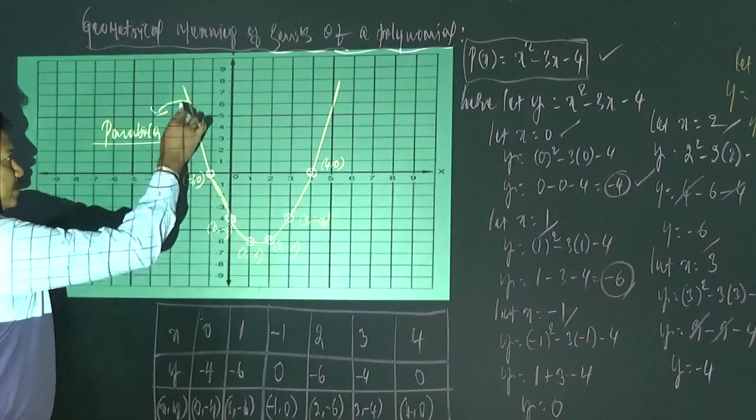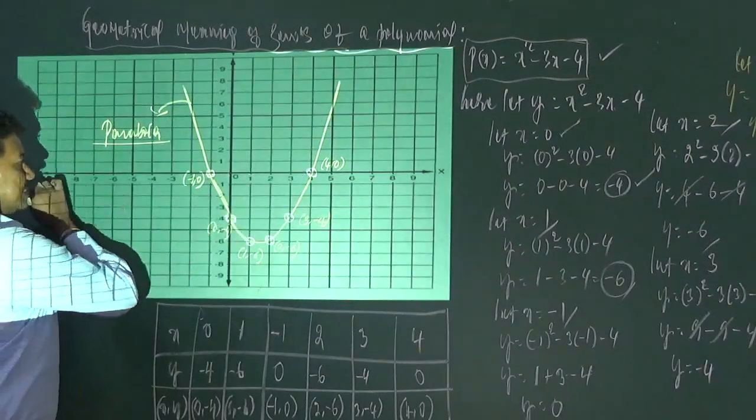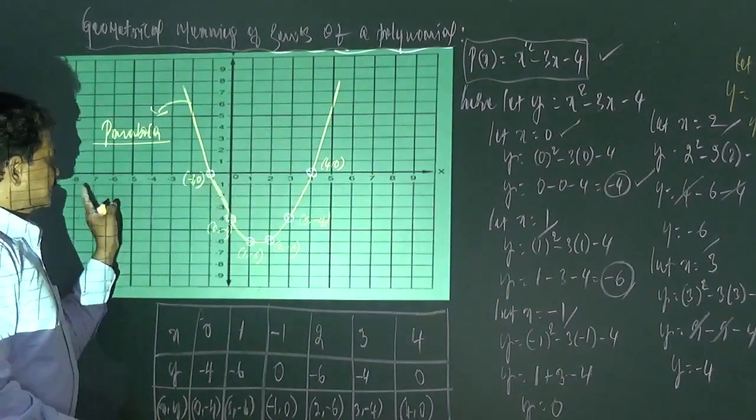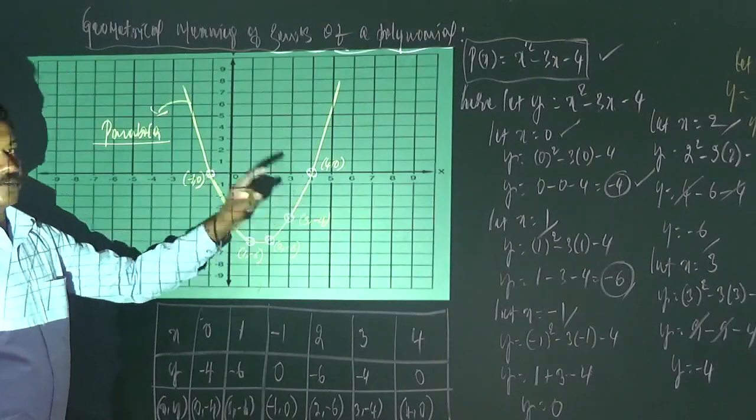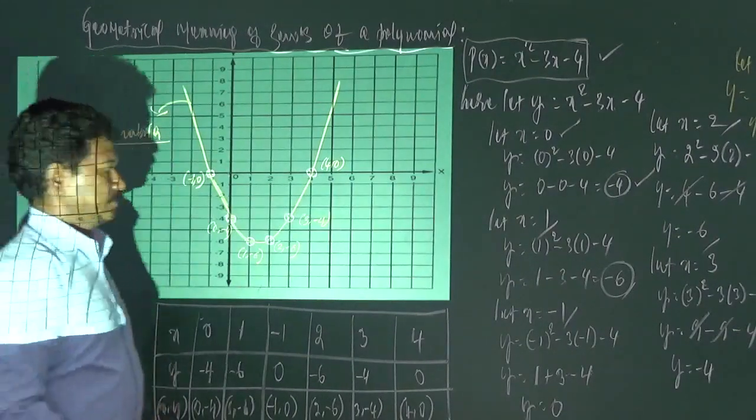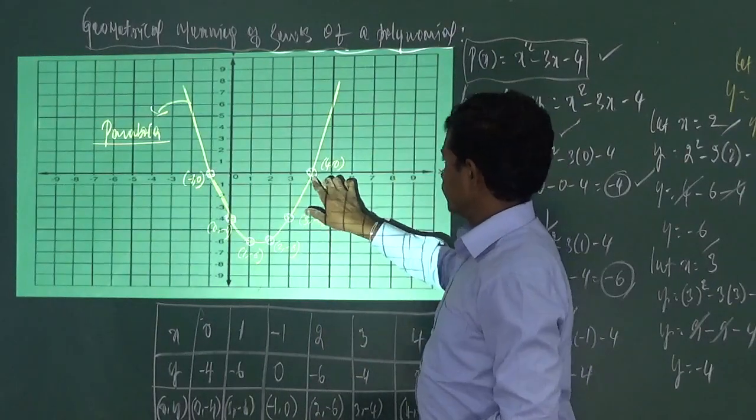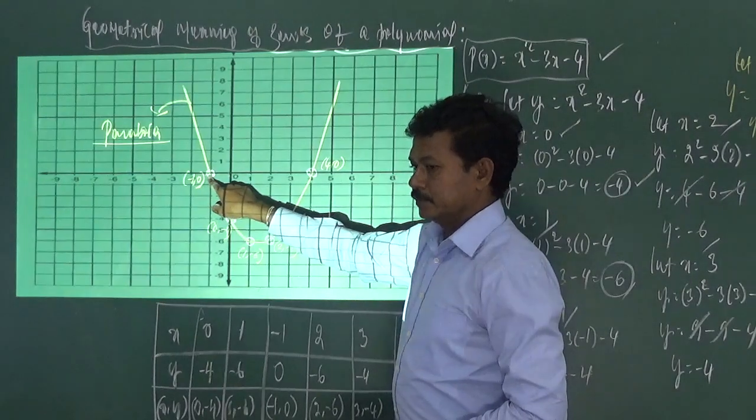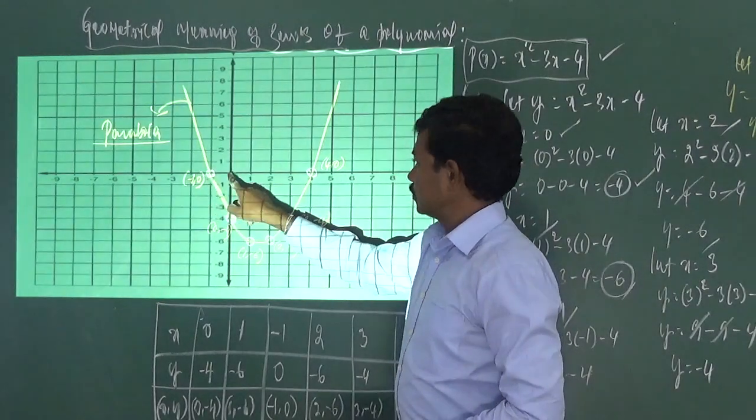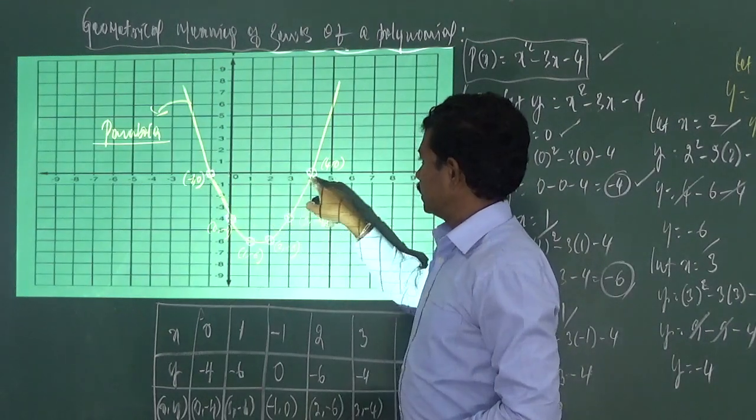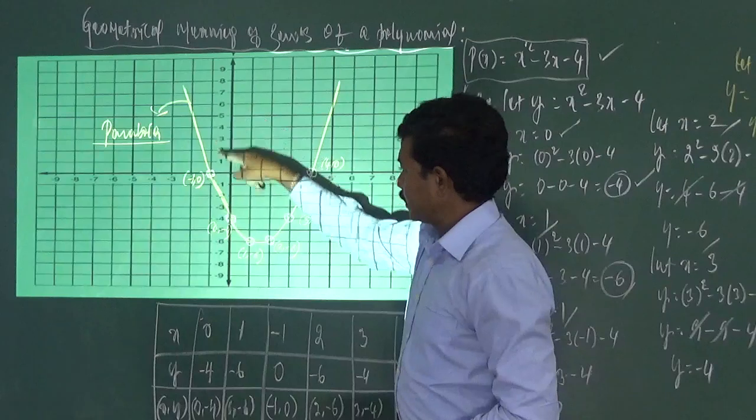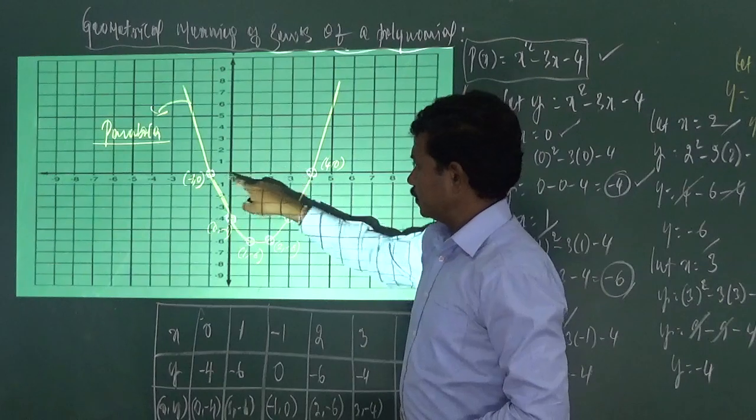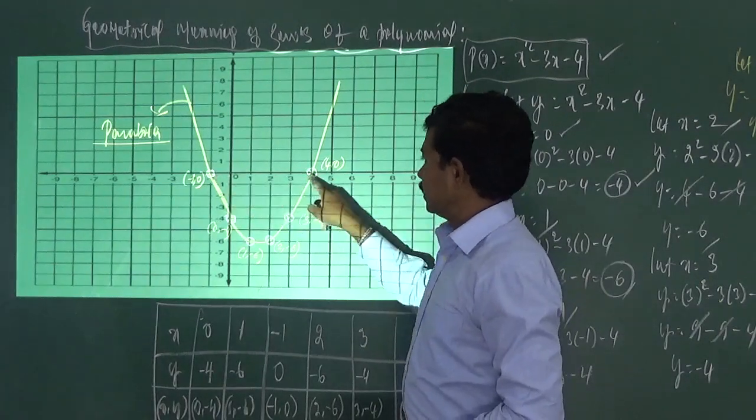Now just see this, where this parabolic curve is cutting the x-axis at 2 points. So now let us identify those 2 points. Here, one of the points is minus 1, after 0 it is minus 1. And here 1, 2, 3, and this will be 4. So the parabolic curve cuts the x-axis at 2 distinct points, one is minus 1 and another is 4.